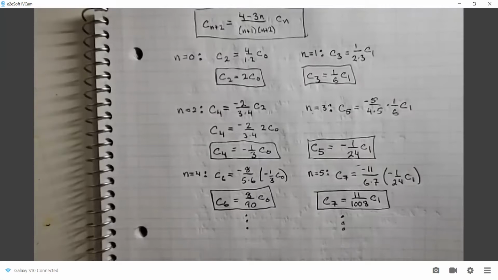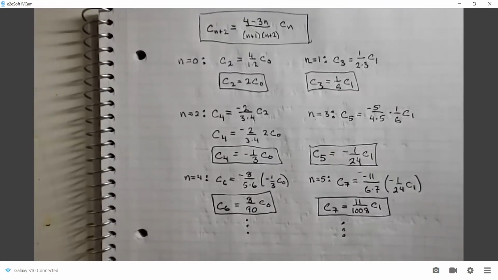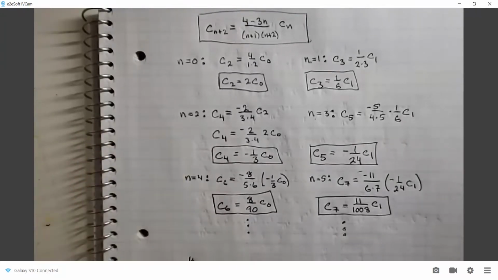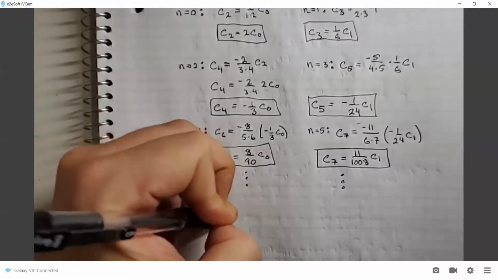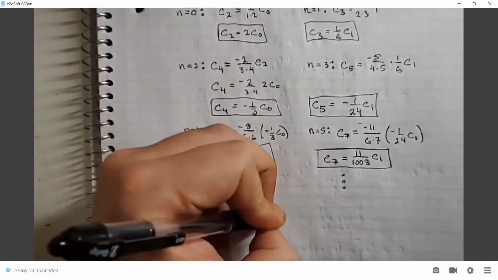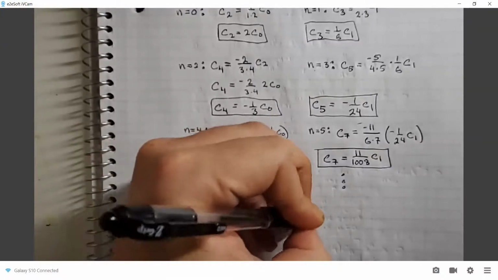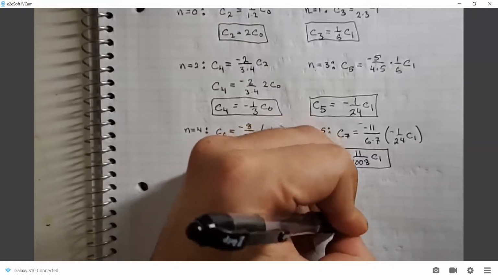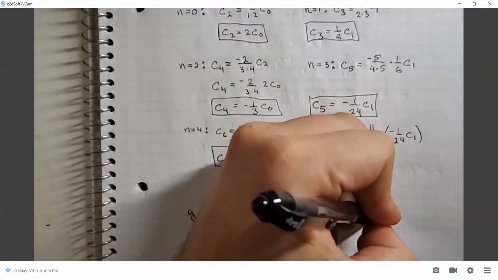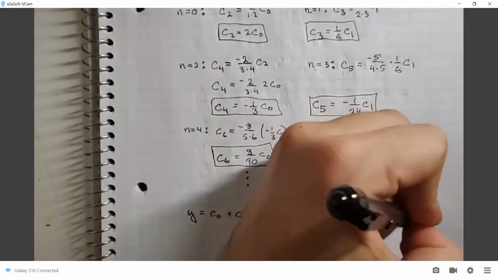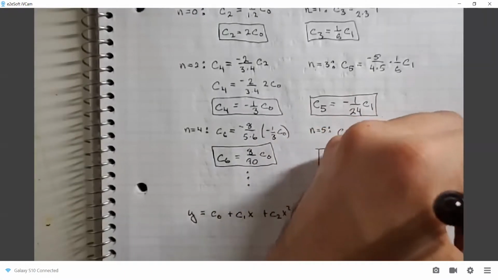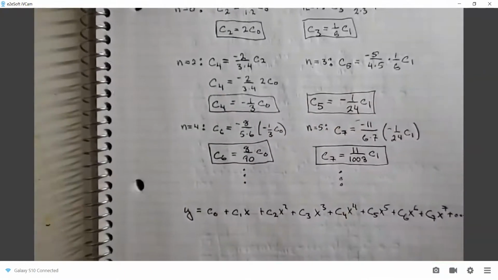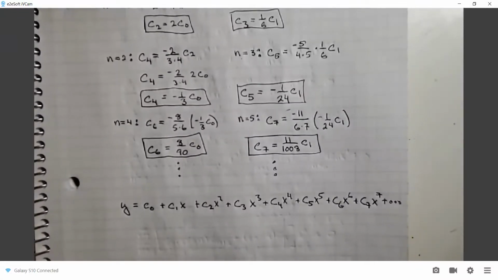But here, this is what our results are. Remember, our original guess was that our solution was going to be of the form y equals c0 plus c1x plus c2 x squared plus c3 x cubed plus c4 x to the fourth plus c5 x to the fifth plus c6 x to the sixth plus c7 x to the seventh plus yada yada yada. This whole process started when we just guessed that whatever our solution was, it looked like this.